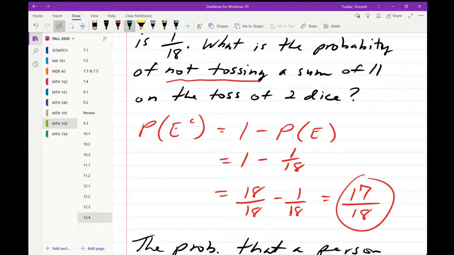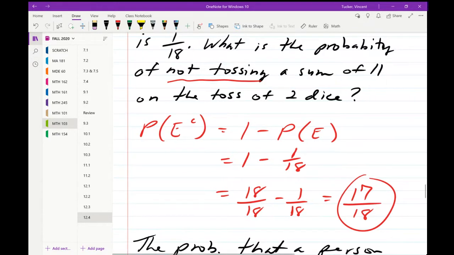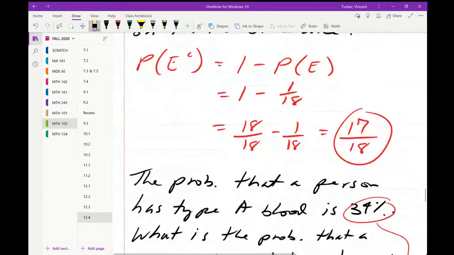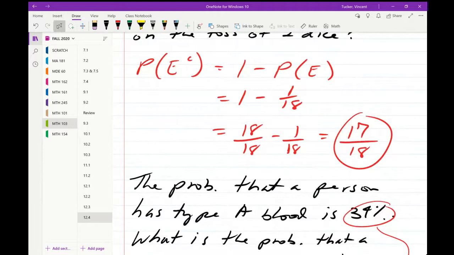So if my denominator down here was a 5, then that 1 would turn into 5 over 5. So whatever that denominator is, that 1 will turn into that over itself. All right, any questions?